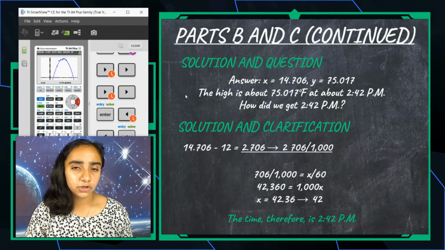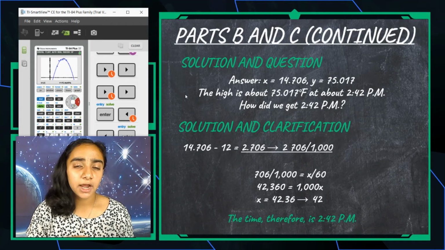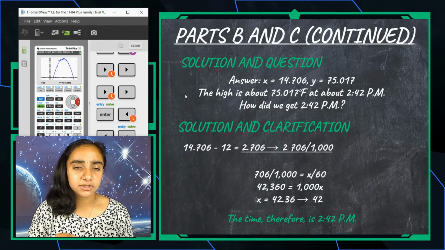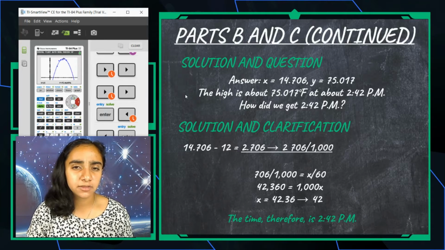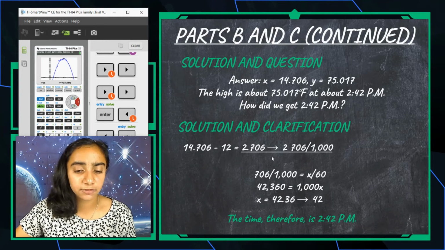So what we can interpret from this is the fact that the high temperature is 75.017 degrees Fahrenheit, and the time at which this occurs is 2:42 p.m. So as long as you got the temperature and the hour, that's good, but you might still be questioning, how did we get the 2:42 p.m.? So down here, I've written the solution and the clarification.